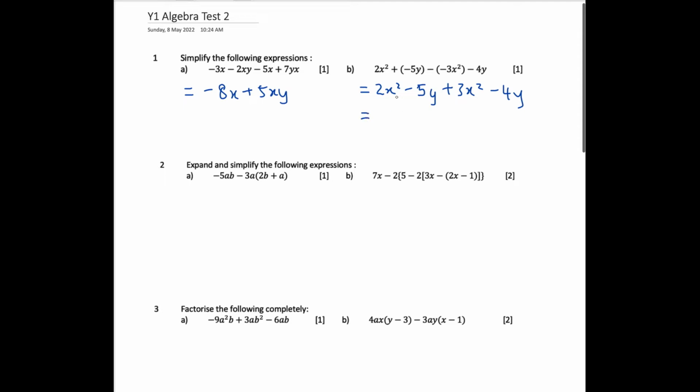Now to collect the like terms, 2x squared plus 3x squared is 5x squared. Notice that the variable x squared does not change. When we add, we just add the coefficients. Similarly, we have minus 5 minus 4 is minus 9y.